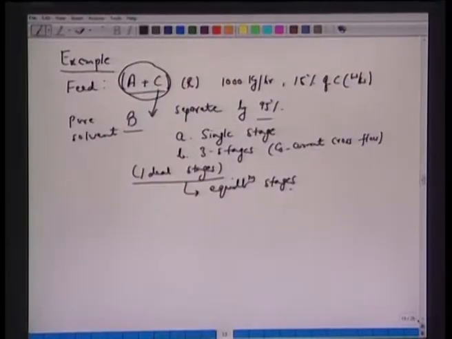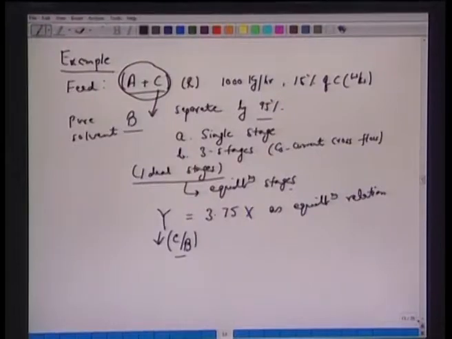So, talking of equilibrium, we have been given that y equals 3.75 x as equilibrium relationship. And very important to note that this y reflects the concentration of solute in solvent. So, this is actually C by B, solute free basis. So, we are using this capital X. So, this X is C by A in the feed or R phase. So, this is your R phase, and if you recall earlier nomenclature, this is your E phase.